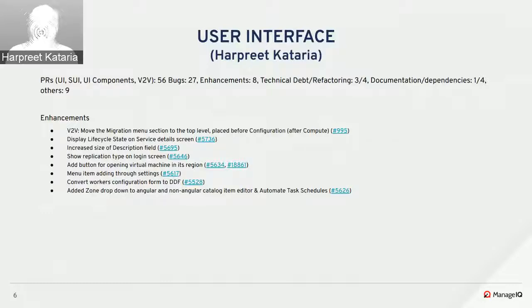The size of the description text field on the tag category form was increased. It used to be 50 characters, and now it's increased to 255 characters. For the rest of the enhancements, I'll go over the screenshots. So next slide, please.